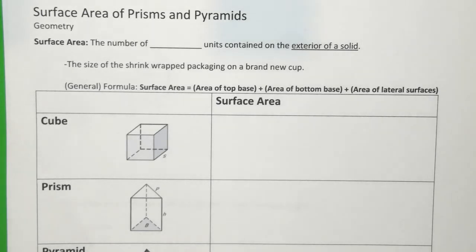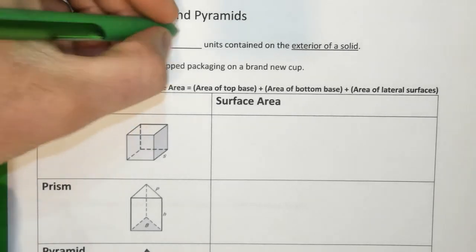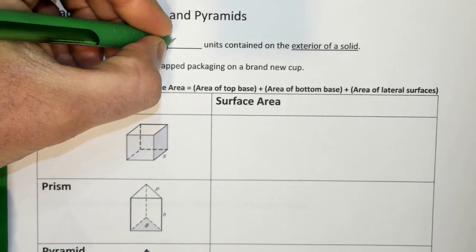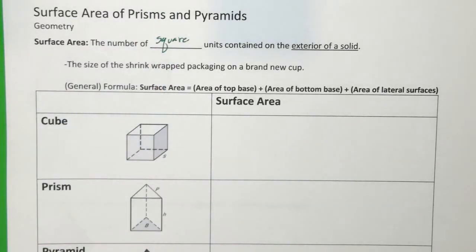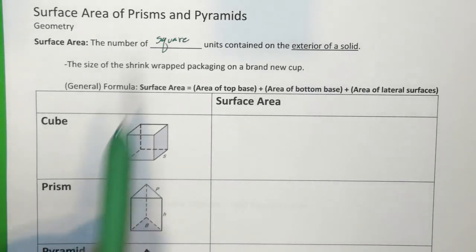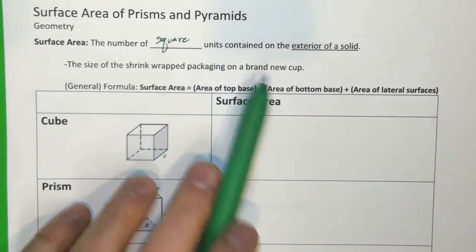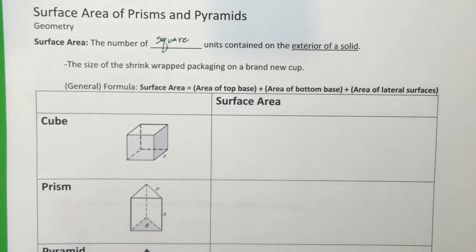In more specific terms, surface area is the number of square units. I say square because when you're talking about area, you always put your units with a little power of 2 on them, or you square them, and that's what I'm talking about right here. And this is only on the exterior of the solid. So this would be like the cellophane or the shrink wrap that would go on the outside of a brand new cup. The cup would have its own volume, and we were just talking about the outer cover or packaging that would go on there.